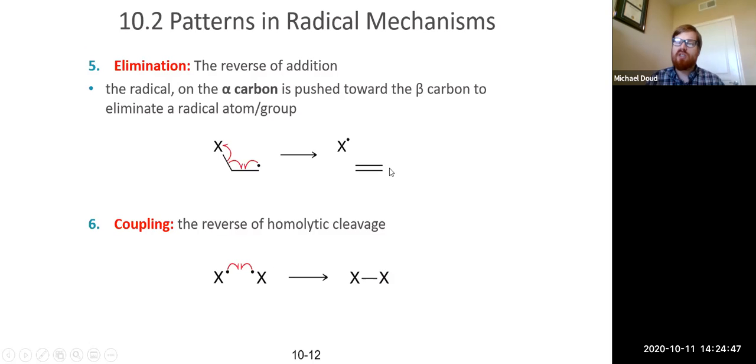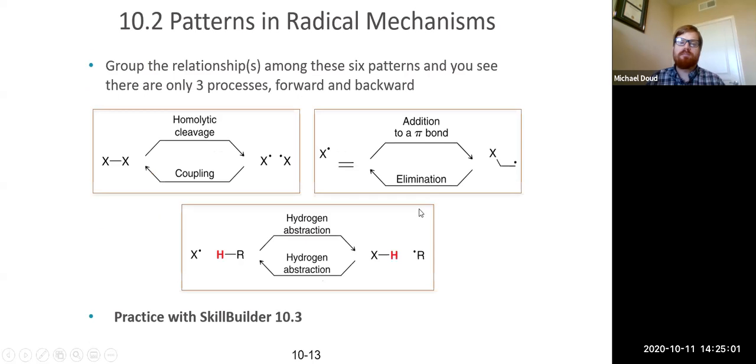And then finally, there's coupling. Coupling is like a termination step. It's going to end the cycle of producing radicals here. And this is just where two radicals meet up and they're like, hey, you've got a lone electron, I've got a lone electron, why don't we share? So they form a covalent bond from two radicals.